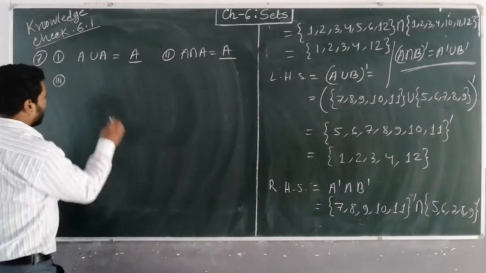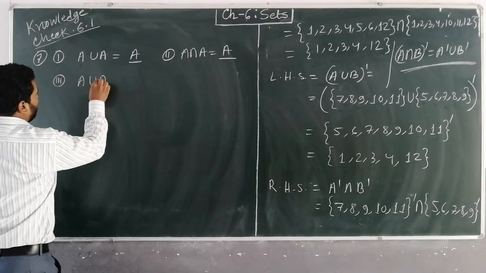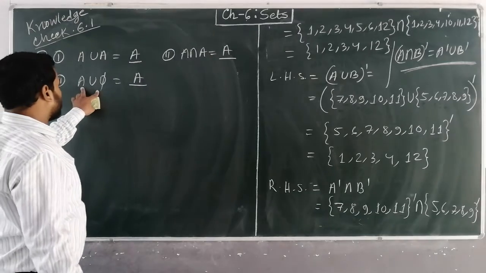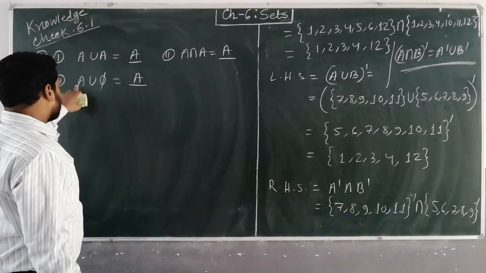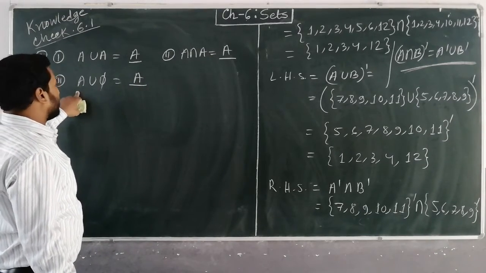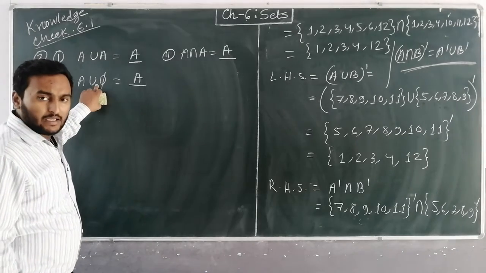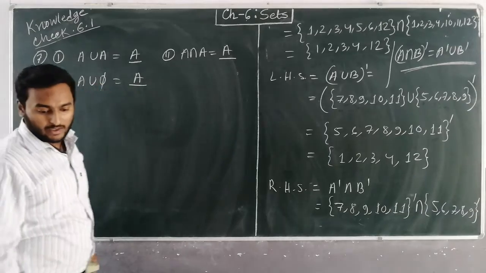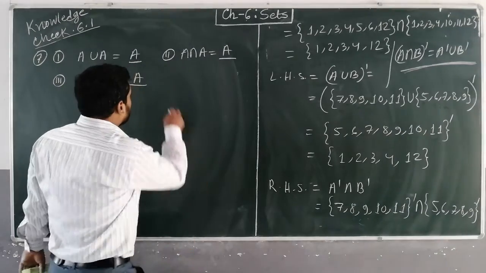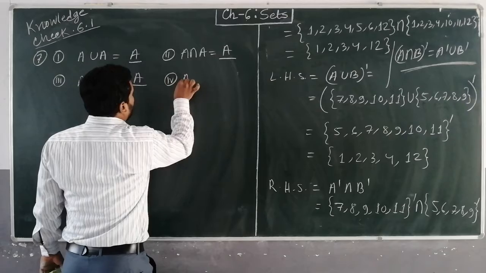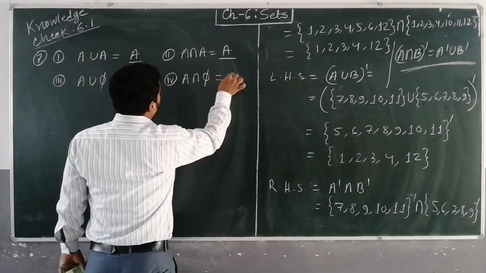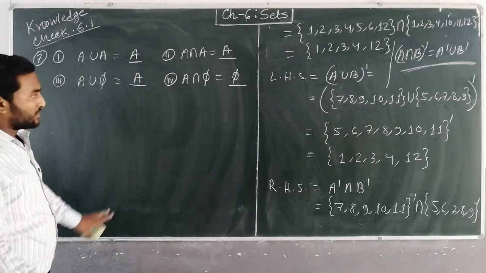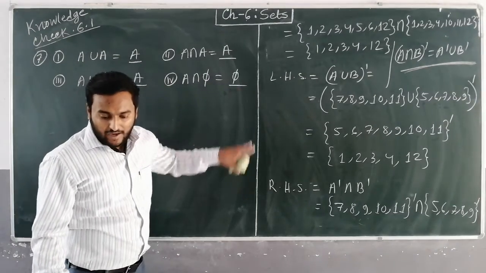Third one, A union phi. A union phi will be equal to A again. Union means the elements of both the sets will be considered. Here phi is an empty set where no element is there. That's why only A will be the union. Now fourth part, A intersection phi. That will be equal to phi because between these two sets no element is common. So there will be the empty set, that is phi.